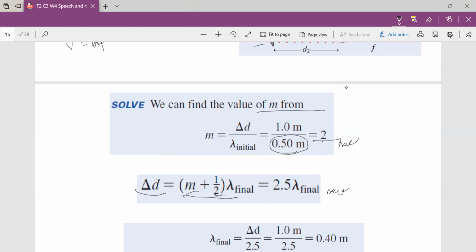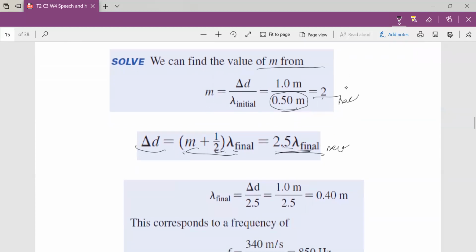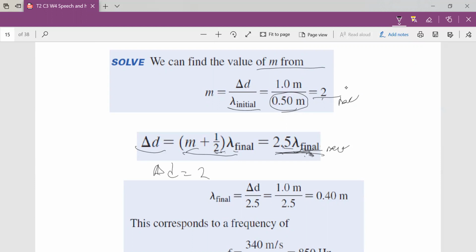We now give you half lambda, which is half, the same thing as 0.5. So that's our 2.5 here. This will be your final wavelength. This is the initial wavelength. So from this, we can actually get our final wavelength. Change in d is equal to 2.5 final wavelength. If we make the final wavelength the subject of the formula, since we know the value for change in d, we put that. We have looked for change in d before.